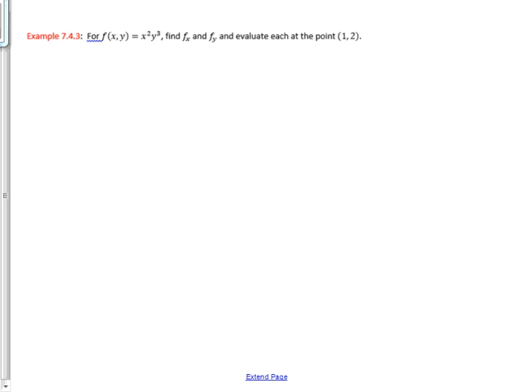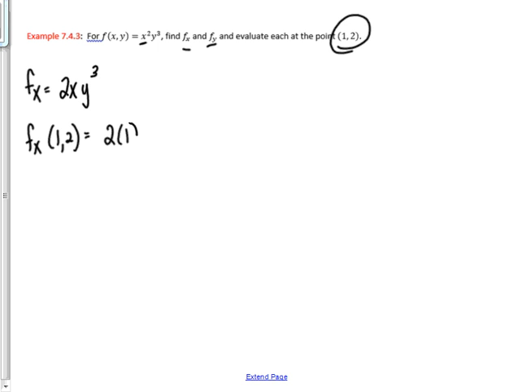Now I'm going to do the same thing, find fx and fy, and then evaluate it at that point. So let's take the derivative with respect to x. Again, I'm looking at that x squared and saying our derivative is 2x and bringing that y cubed along. Now if I evaluate at 1, 2, I'm plugging in a 1 for x and a 2 for y. So that's 2 times 1 times 8, or 16.